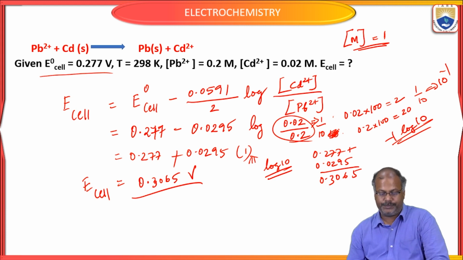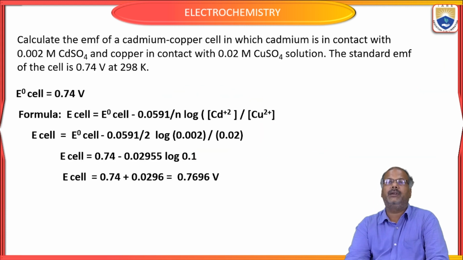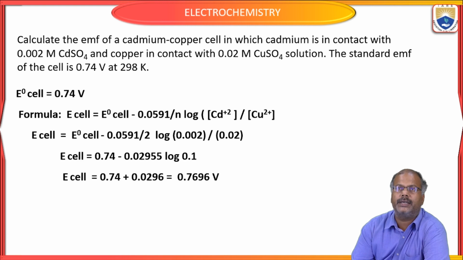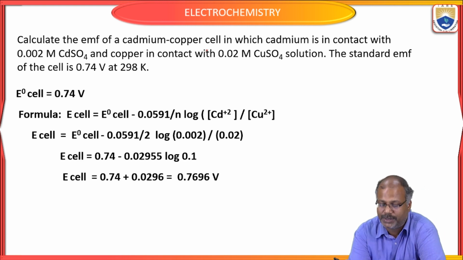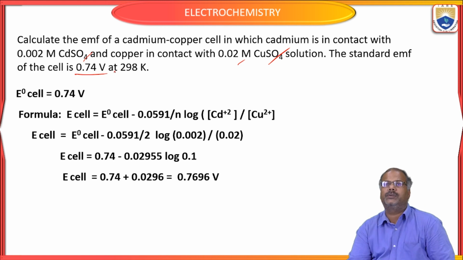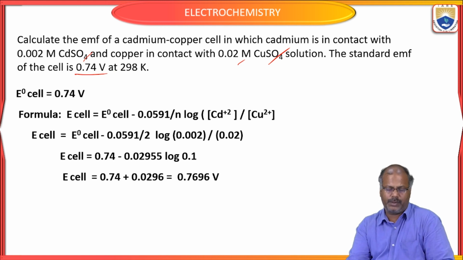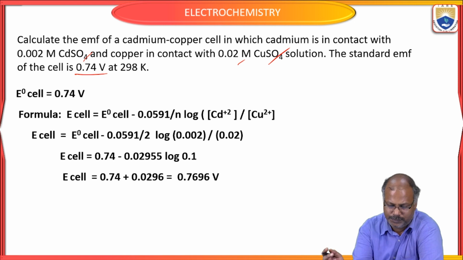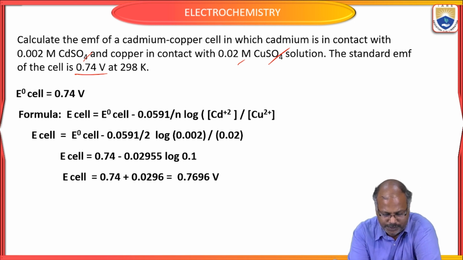Okay, next. Calculate the EMF of a cadmium copper cell in which cadmium is in contact with 0.02 molar cadmium sulfate and copper in 0.02 molar copper sulfate. The standard EMF of the cell is 0.74. Okay. So this is clear.